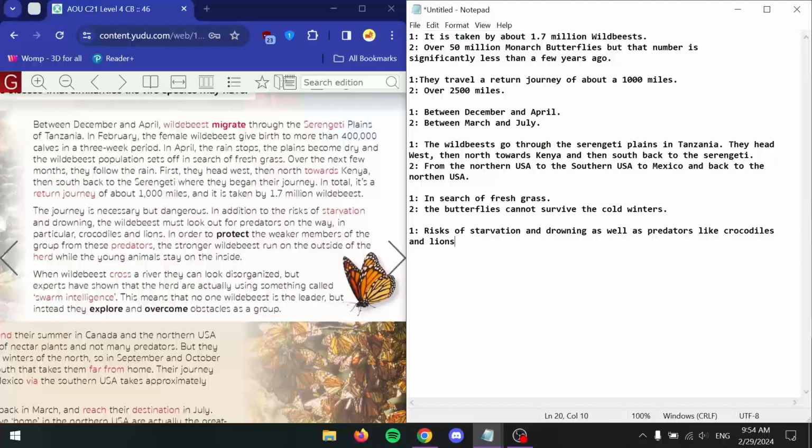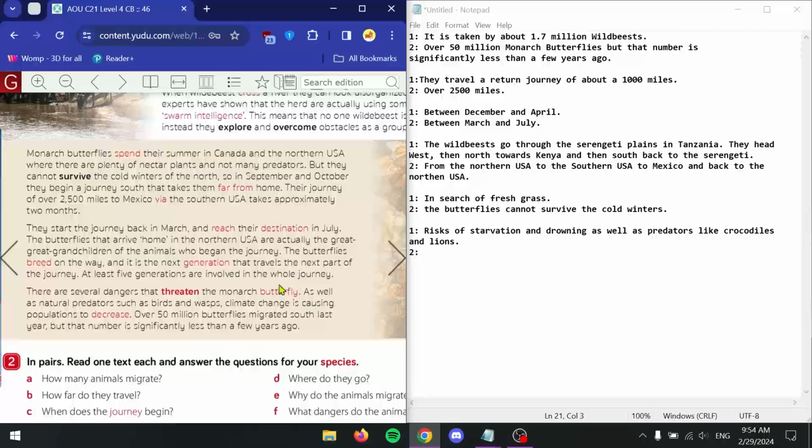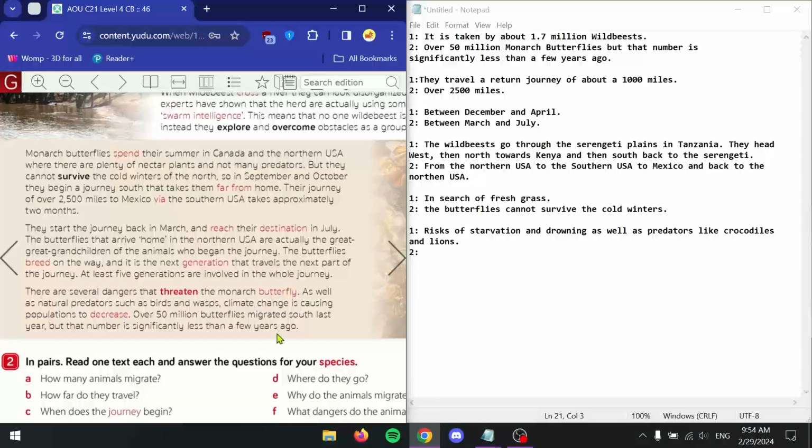Okay. Now let's go to the butterflies. For the butterflies, several dangers. Birds and wasps are predators. Climate change. So we could say something like, well, I only see natural predators, so we'll say something like natural predators like birds and wasps.